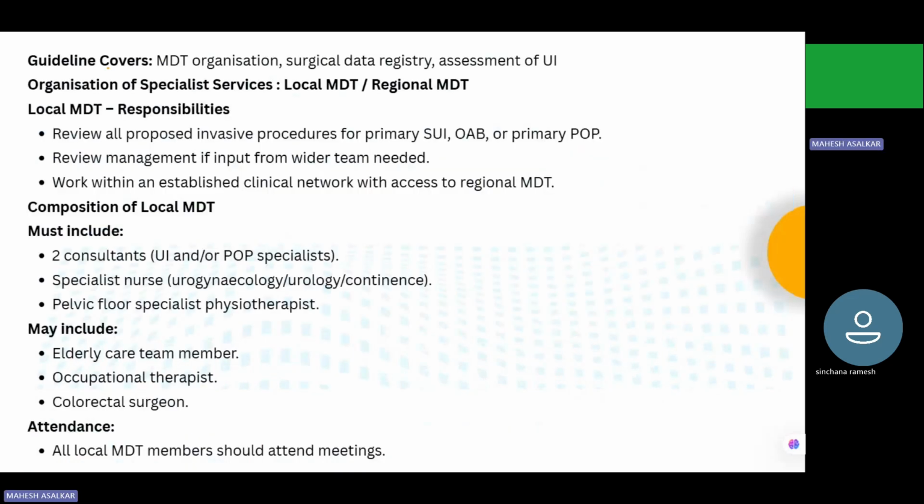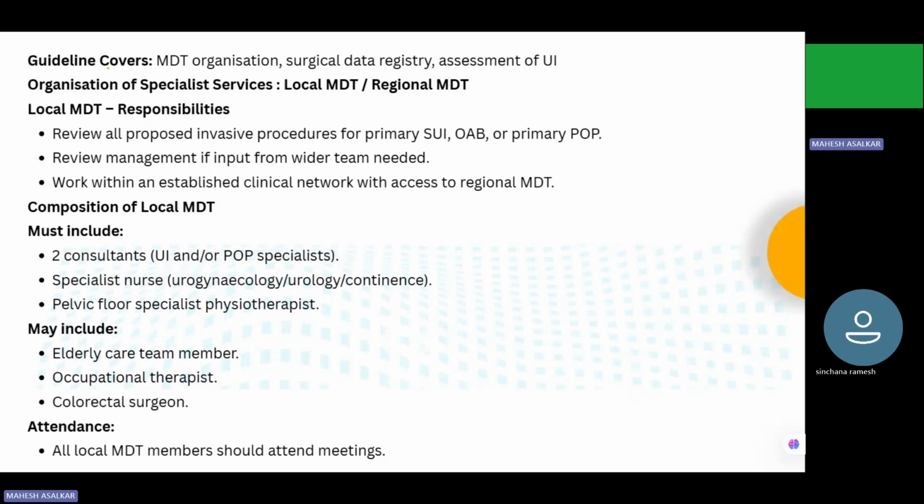So what does this guideline cover? This guideline covers MDT organization, surgical data registry, assessment of urinary incontinence. So how this MDT or multidisciplinary team is organized, and it talks about the registry and assessment of urinary incontinence. So organization of specialist services.